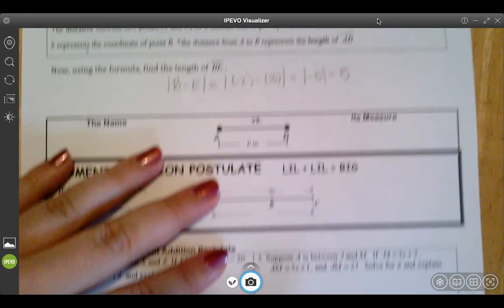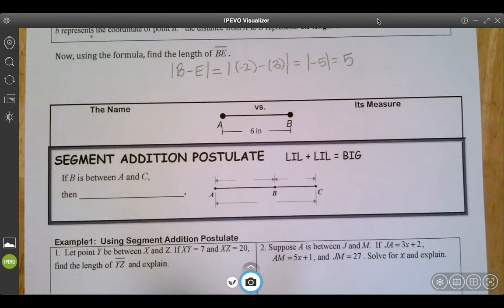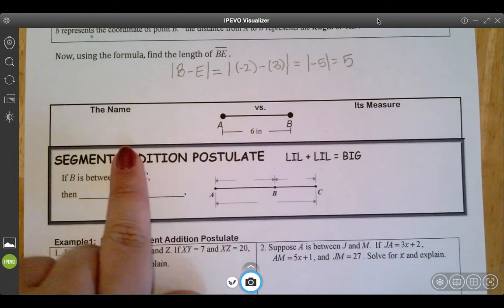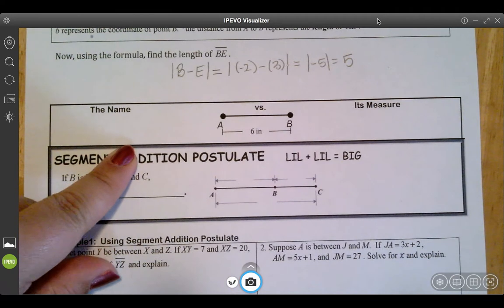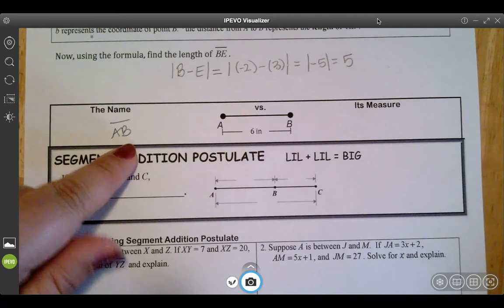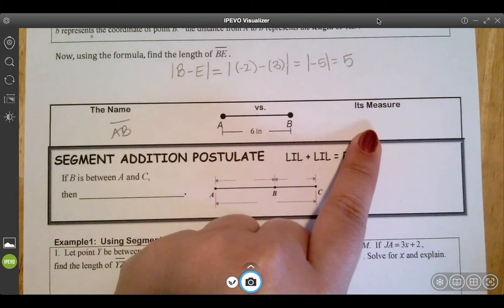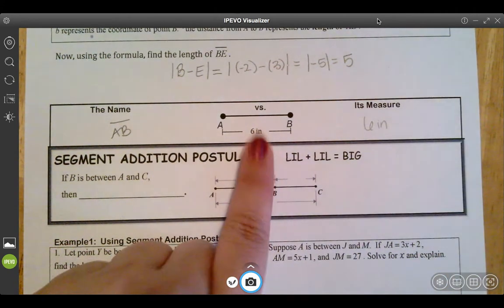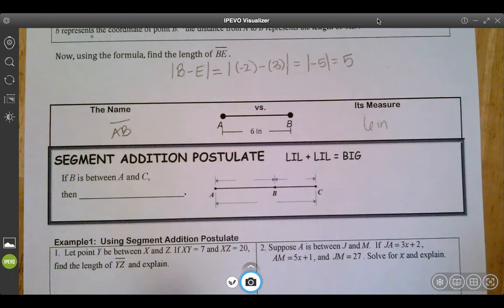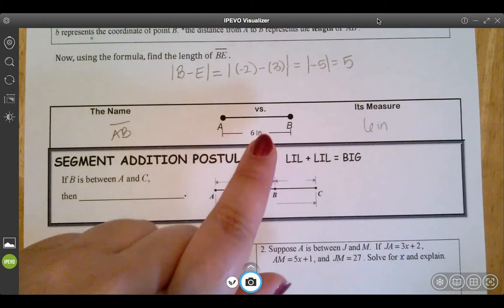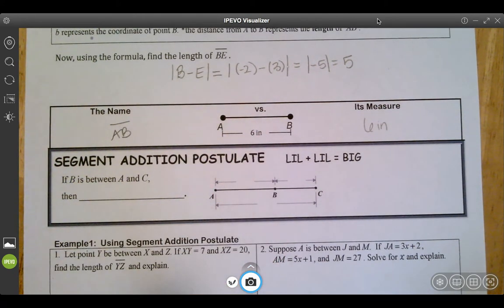Let's look at our next section. If we're looking at this segment, what is the name of the segment? The name of the segment is AB. Notice there are no arrows. What is the measurement of the segment? The segment measurement is 6 inches. If I'm talking about the segment, I can say segment AB. But if I'm comparing its size, then we talk about the measurement, which is 6 inches.